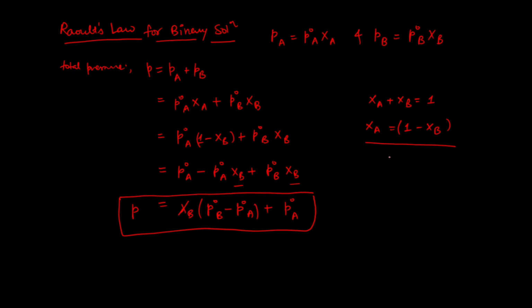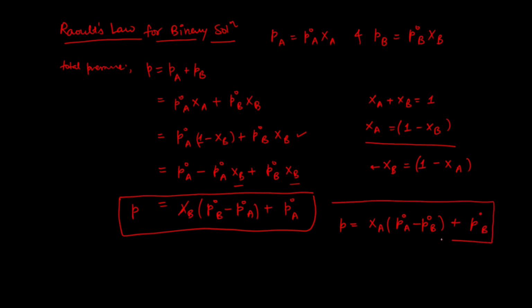So one form can be derived by replacing chi A as 1 minus chi B. Another form can be derived by replacing chi B as 1 minus chi A. If I put this in the same equation, then the other equation with respect to chi A is P equals (P naught A minus P naught B) chi A plus P naught B. These two formulas are very important for solving any numerical. So remember these two equations.